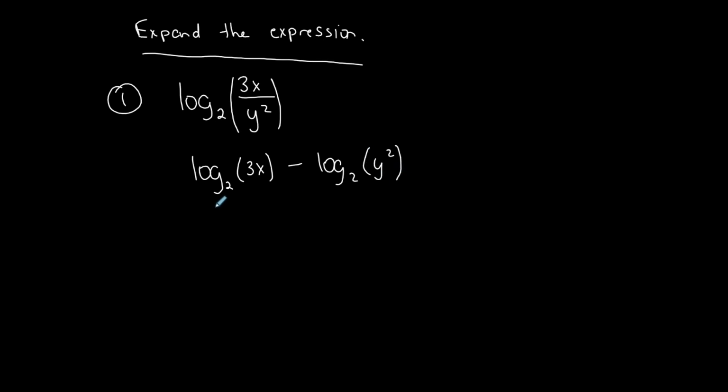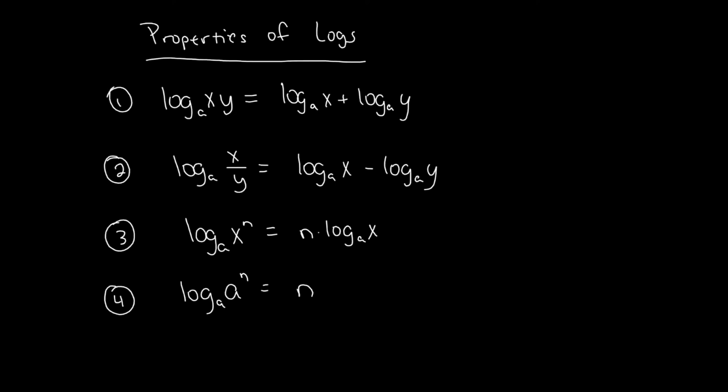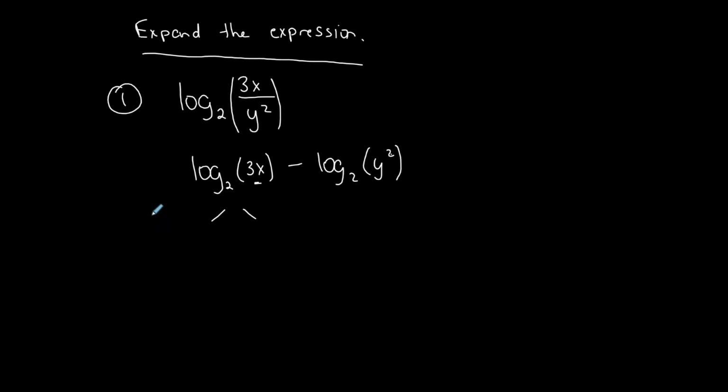Now technically I am not done yet because I still have a product and I still have this exponent here, so I can continue to expand. Now this log here is a log of a product, so I can use this first product rule. If I have a log of a product, I can separate it as the sum. So I can rewrite this as log base 2 of 3 plus log base 2 of x, because this is 3 times x, so I'm separating it into the sum of separate logs. Then I'm just going to bring this part down, minus log base 2 of y squared.